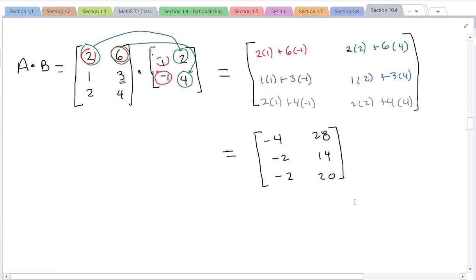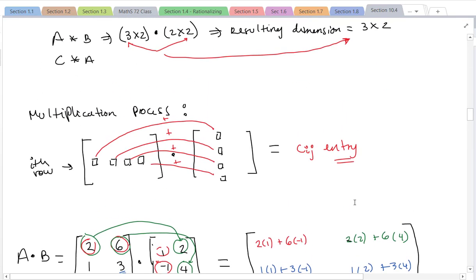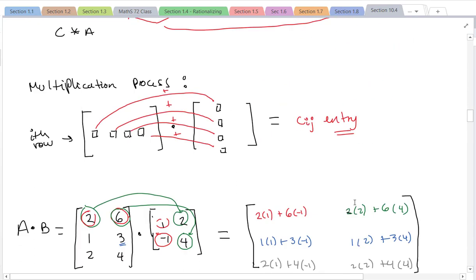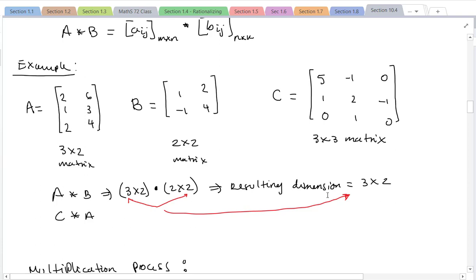So let's try what other product can we do? If I try, let's go back. If I try A times C, notice that A times C is not possible. So let me write that over here. So A times C is not possible because A is a 3 by 2 matrix, while C is a 3 by 3 matrix. So the columns and rows don't match. So we can't do it.